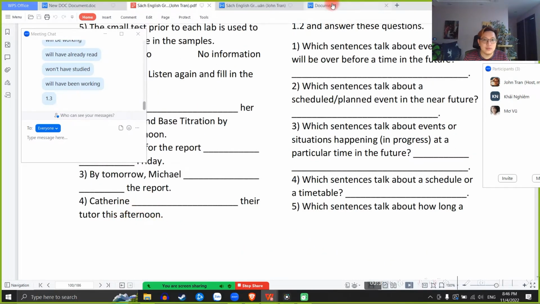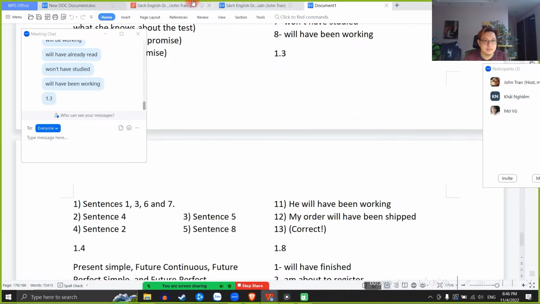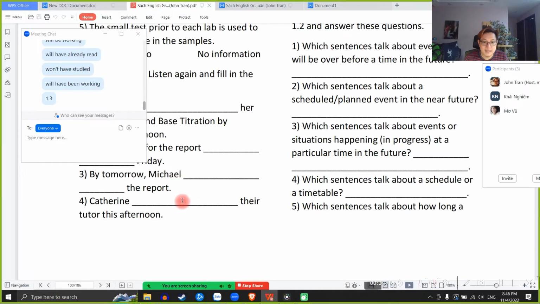Number 4 is Catherine will be meeting there 2:30 this afternoon. Chiều nay là tương lai gần rồi. This afternoon is a very near future. Catherine sẽ đi gặp cái người hướng dẫn của cổ vào chiều nay. Be careful. Plan event in the near future. Careful.